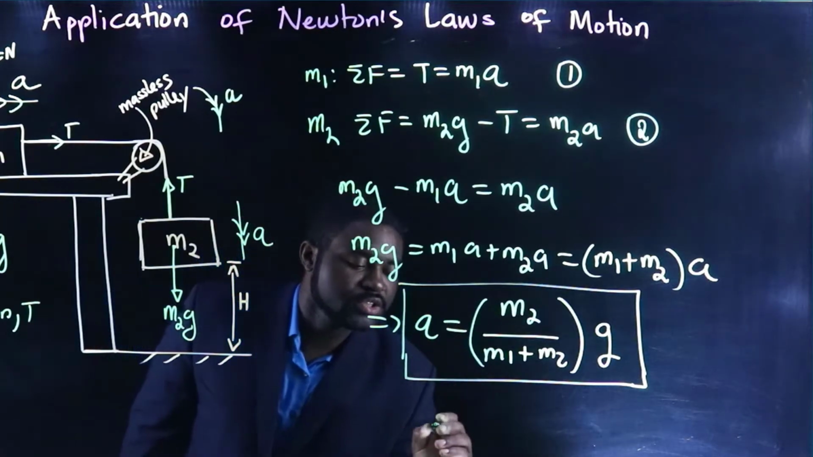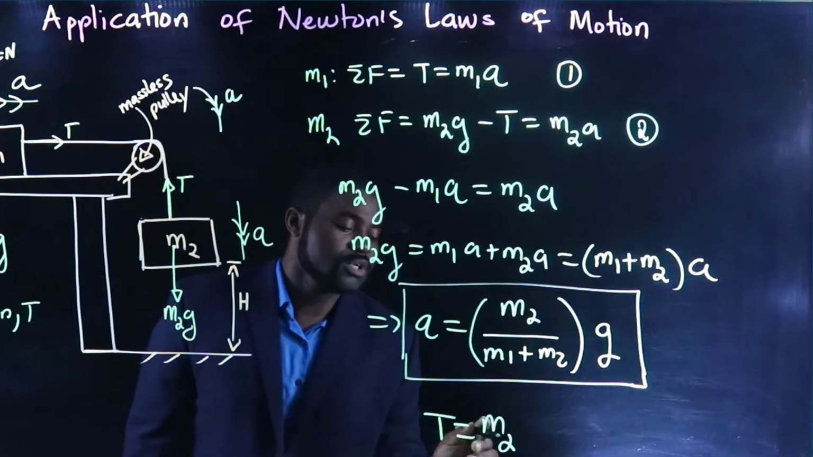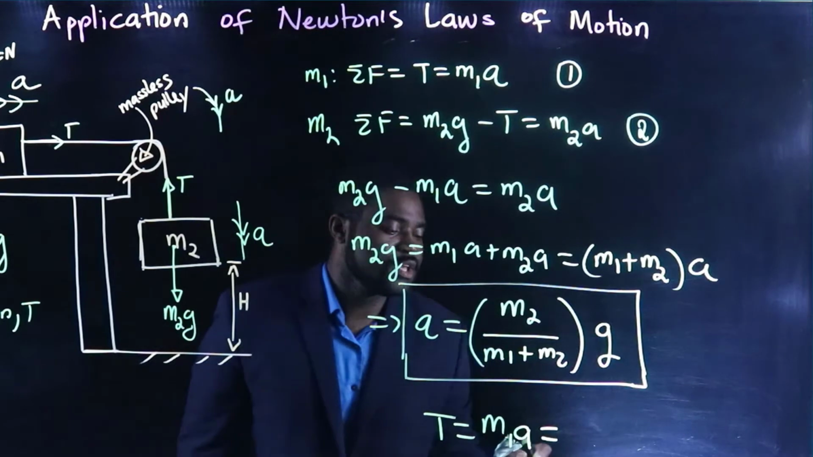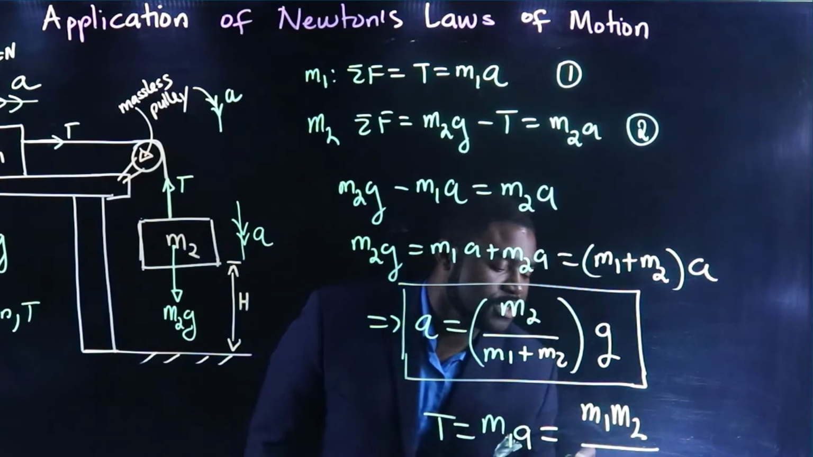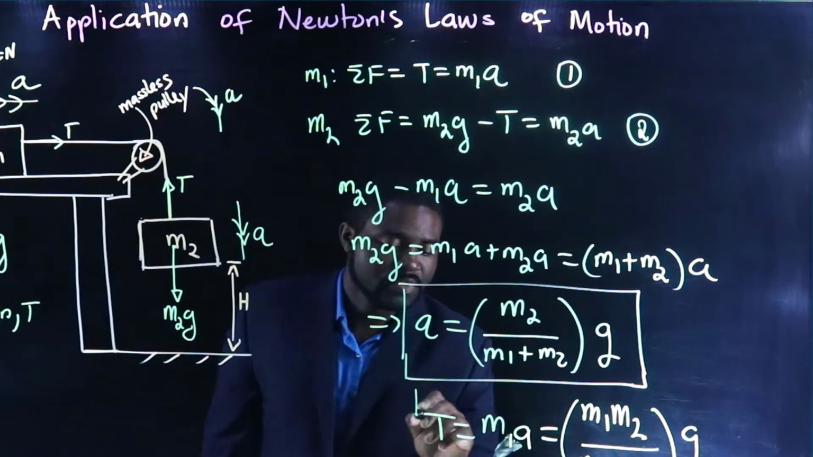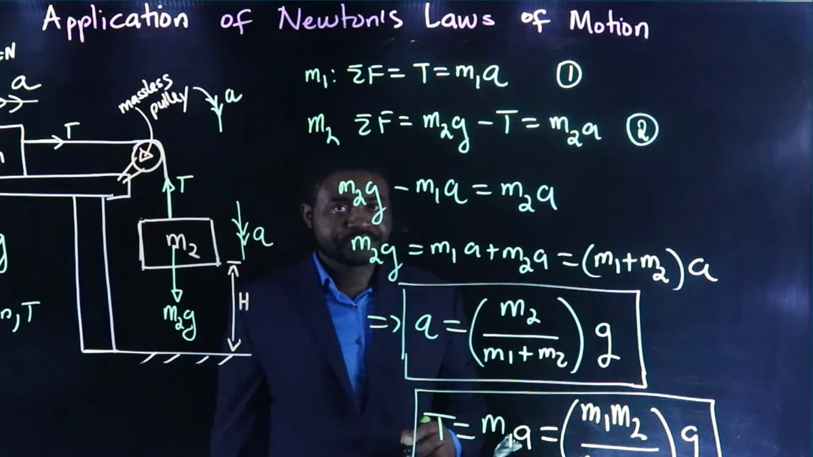Therefore, the tension in the string T, which is M1A, will be equal to M1 M2 divided by M1 plus M2 multiplied by G. This gives us the tension in the string.